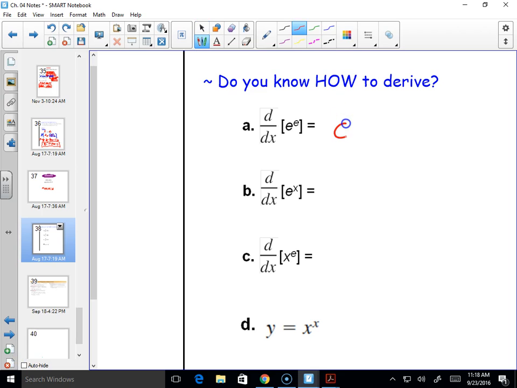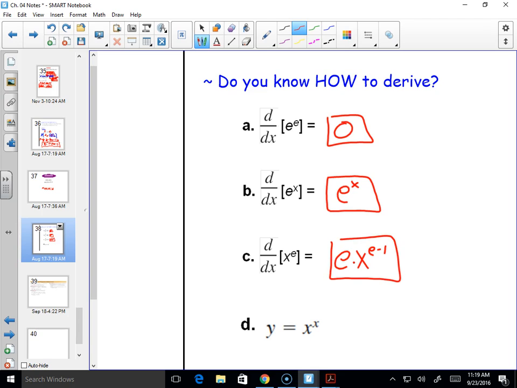Derivative of e to the e is 0, because the derivative of any constant is 0. How about the derivative of e to the x? e to the x, because we're awesome like that. The third one, derivative of x to the e, is x to the e minus 1 times e. Why? Because e is a number, so we can just use the power rule.